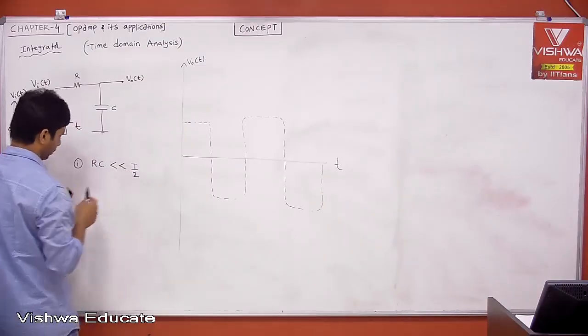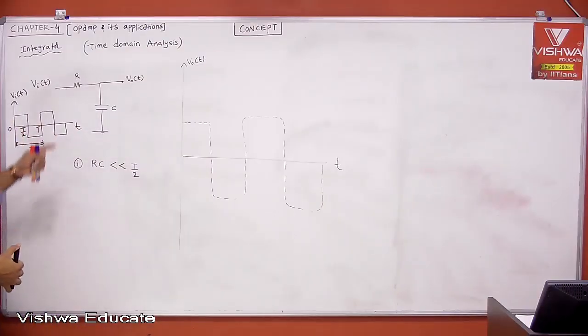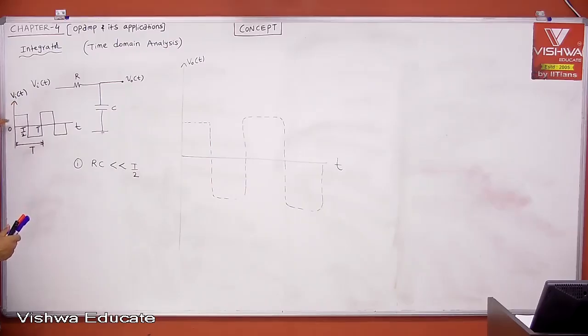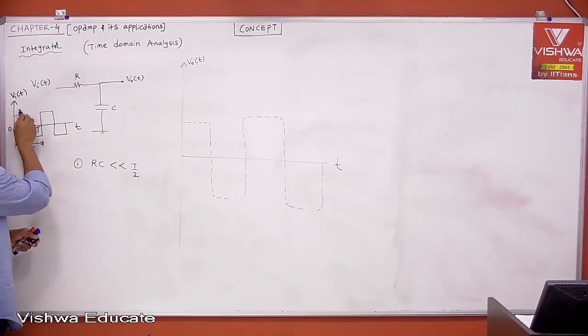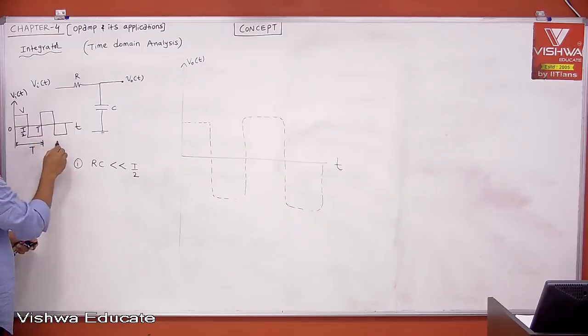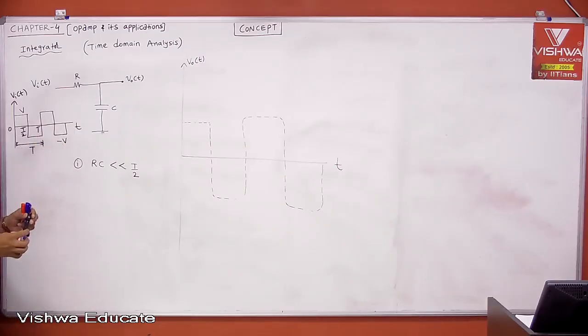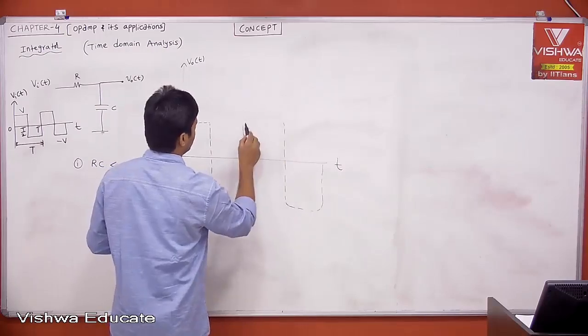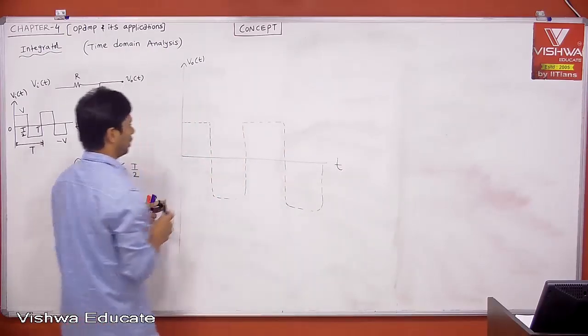What does it mean? Your capacitor is charging very quickly within a time of T by 2. Now, let's see. A step signal is given, let us say from 0 to some voltage V, and this is minus V.